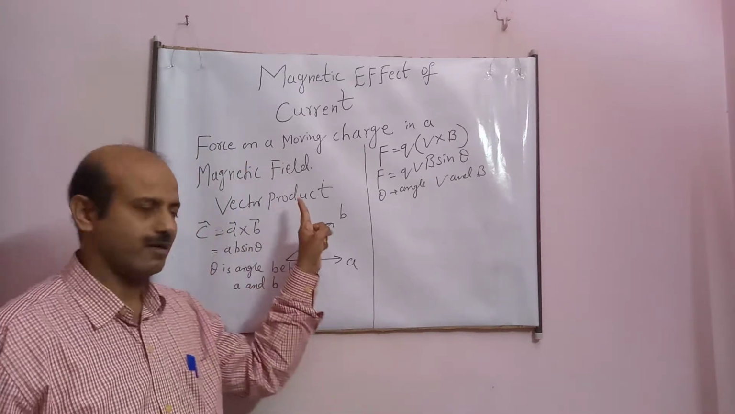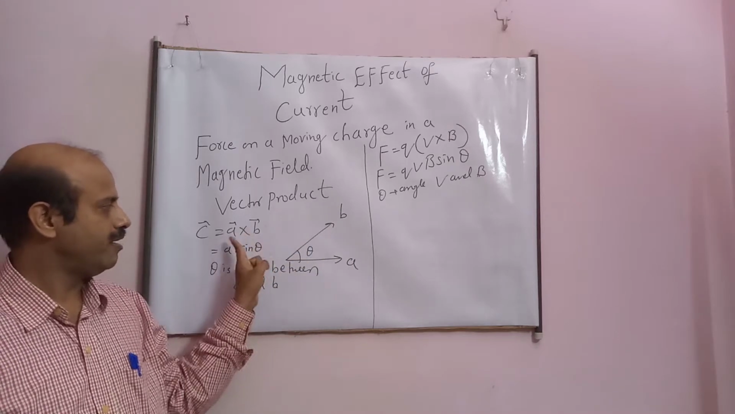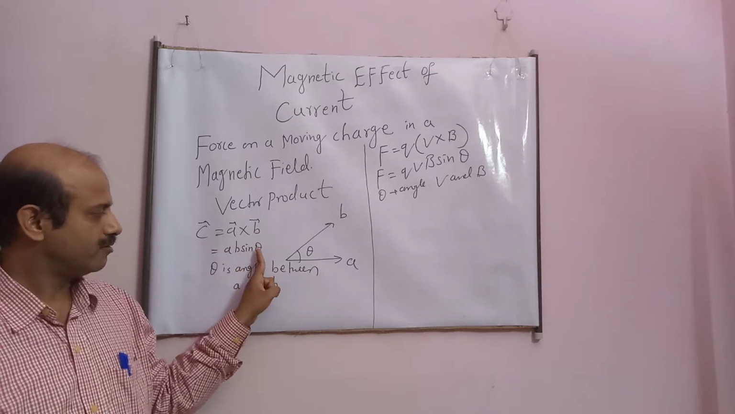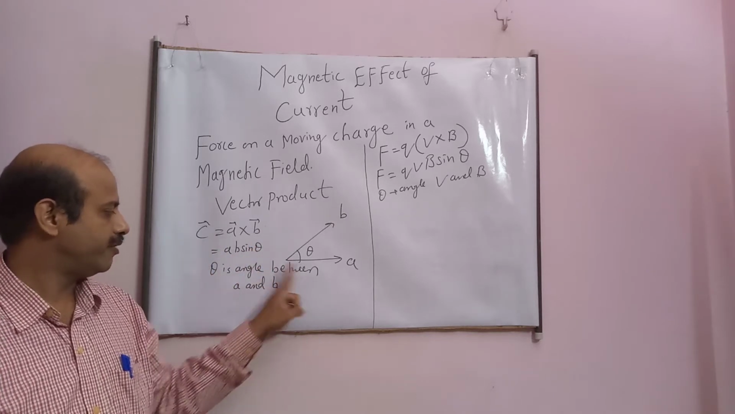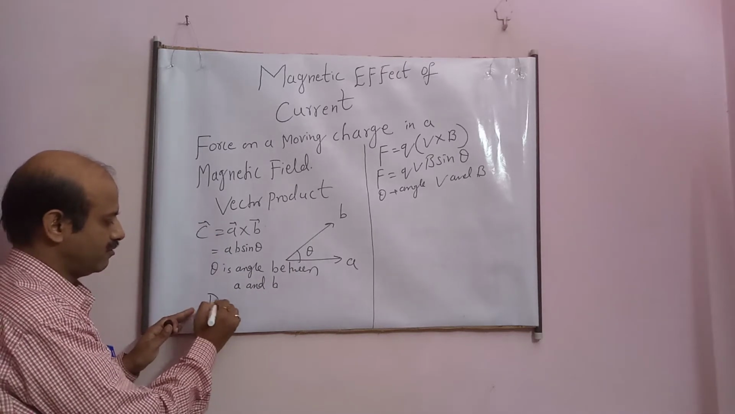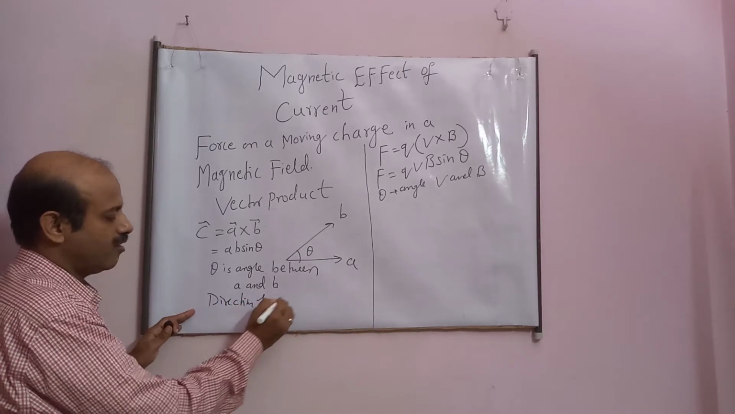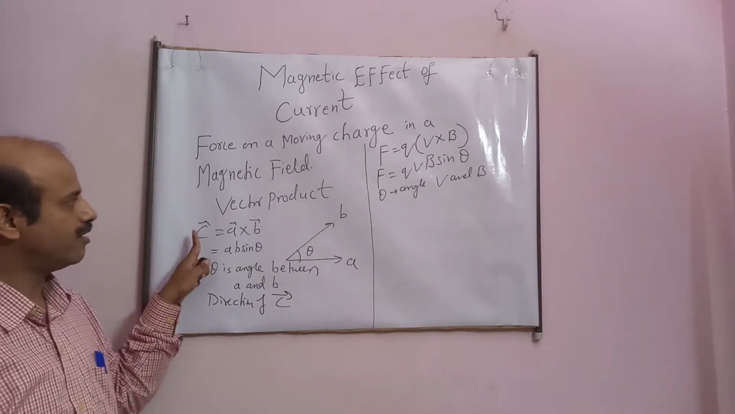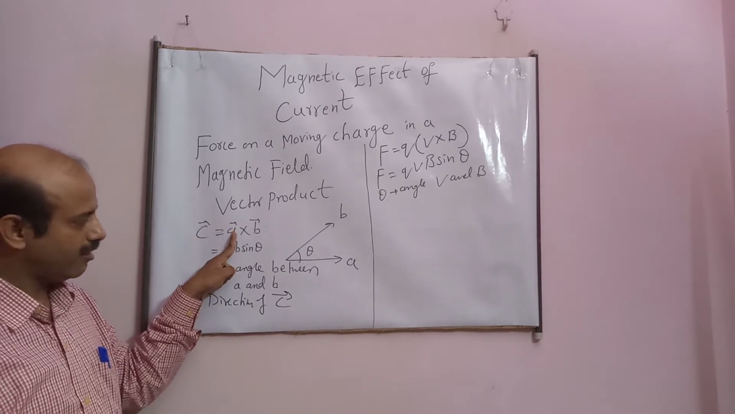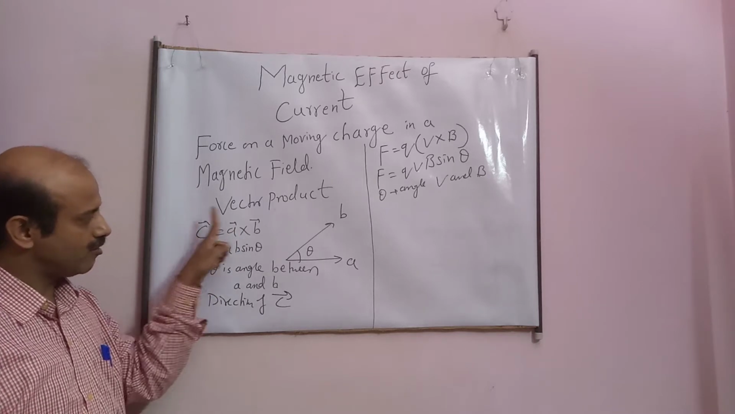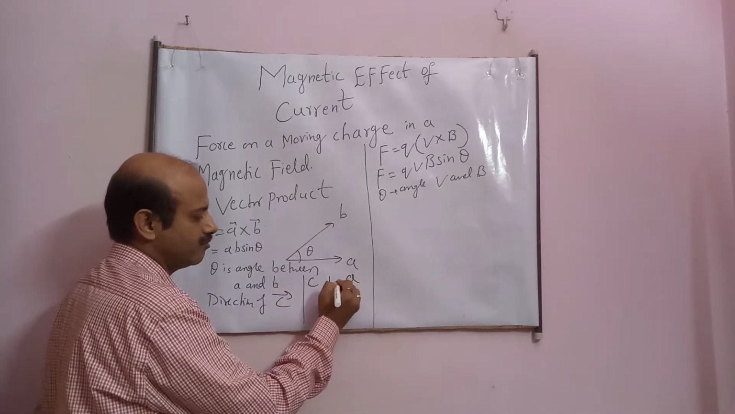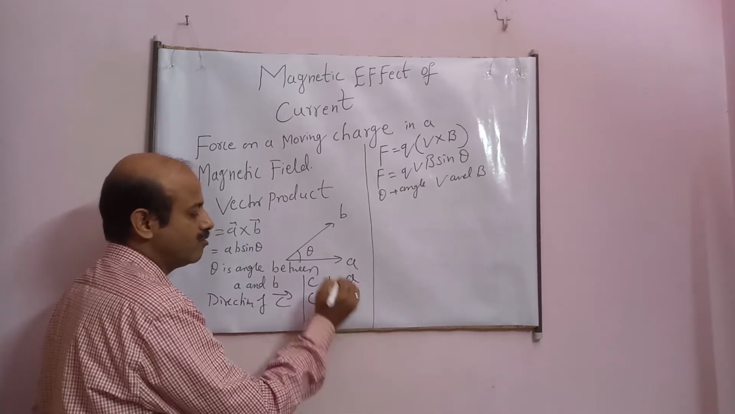See here, vector product. Suppose there are two vectors A and B, and C is the cross product of these two vectors. This is the magnitude you already studied, and theta is the angle between A and B. Now student, the main thing is the direction of this vector C. How to find out the direction of C? First thing, remember, this vector C is always perpendicular to vector A. Also, this vector C is always perpendicular to vector B. First thing you have to remember, it is a cross product, student. C is perpendicular to A. C is also perpendicular to B.